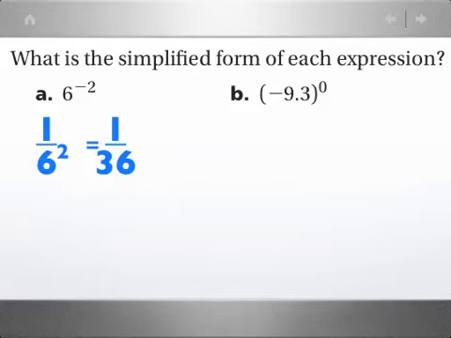B, we have negative 9.3. Notice that it's in parentheses, so the whole thing, negative 9.3, is to the 0 power. Well, we just said that anything except for 0 to the 0 power is 1, so negative 9.3 to the 0 power is 1.